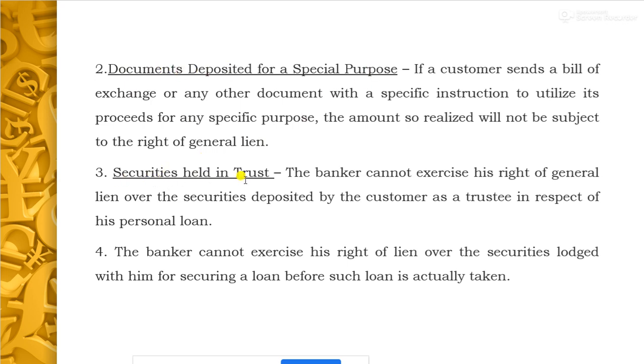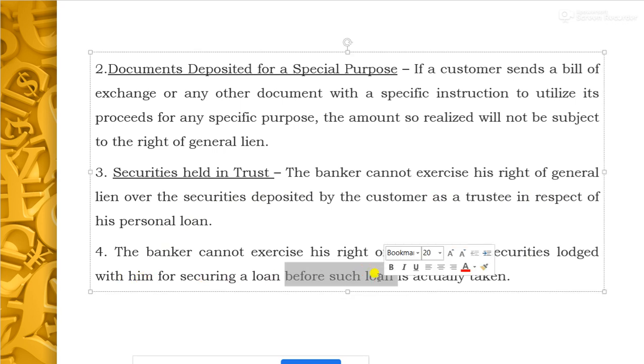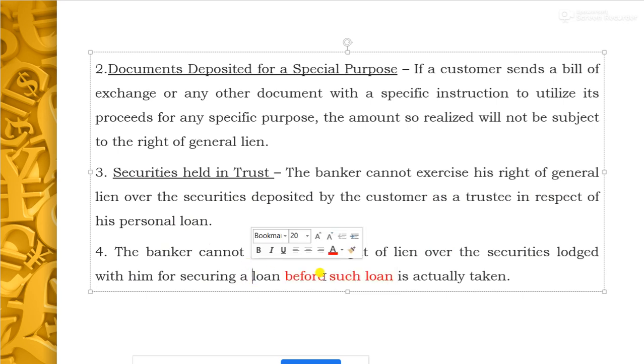Now, securities held in trust. The banker cannot exercise his right of general lien over the securities deposited by the customer as a trustee in respect of his personal loan. Then, the banker cannot exercise his right of lien over the securities lodged with him for securing a loan before such loan is taken. Okay, so the banker cannot exercise the right of lien over the securities lodged with him for securing a loan before such loan is actually taken. So, the banker can exercise the right of lien only when the loan is actually taken. Till that time, it can be kept by the banker.